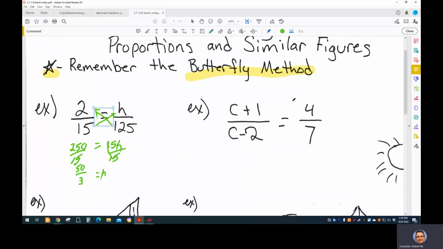Here we go again. Here is another proportion. So this fraction, numerator is in proportion to a denominator, numerator in proportion to a denominator. We can cross multiply. All right, so I'm going to cross multiply. We have 7 times c plus 1 equals 4 times, not plus, it's minus 2.